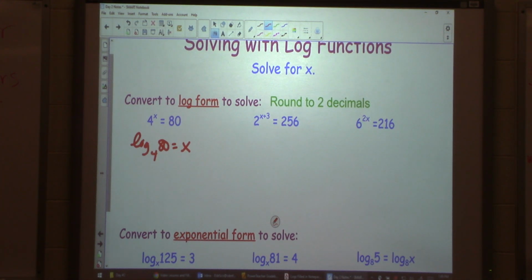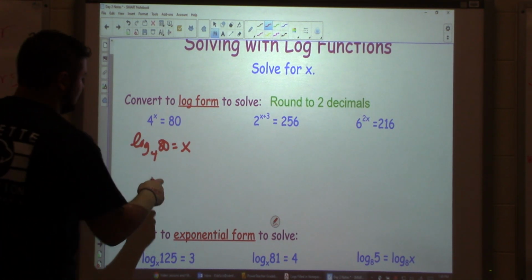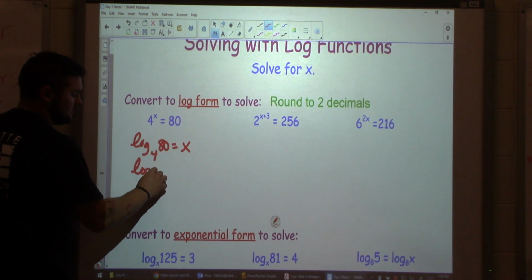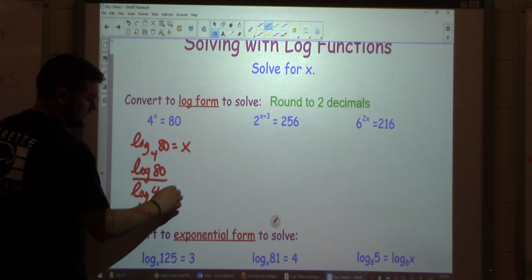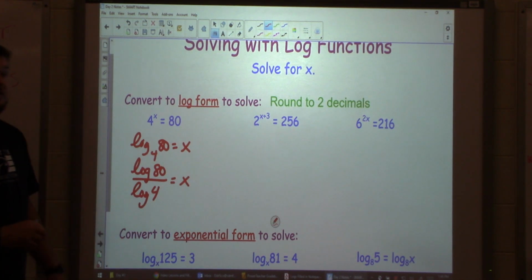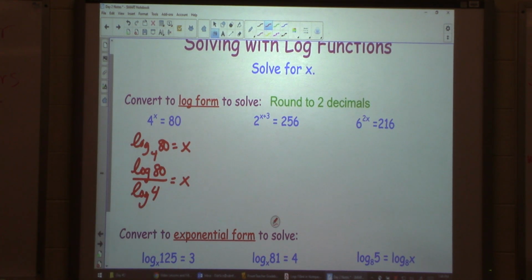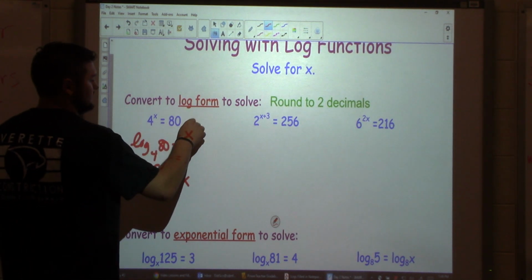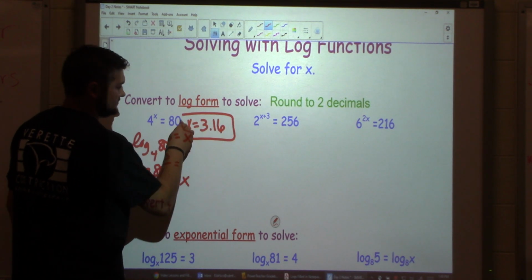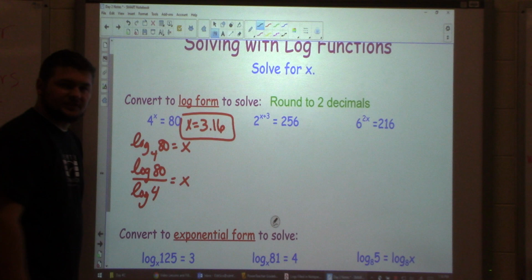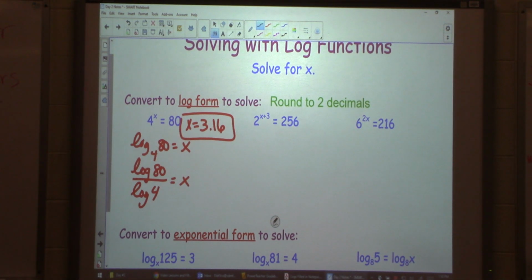So punch it in your calculator. If you have the older calculator, remember, you have to do change of base: log of 80 over log of 4. Otherwise, just plug it in your calculator. Log base 4 of 80 should get us what? 3.16. Beautiful calculation, rounded to 2 decimals. Does that make sense?